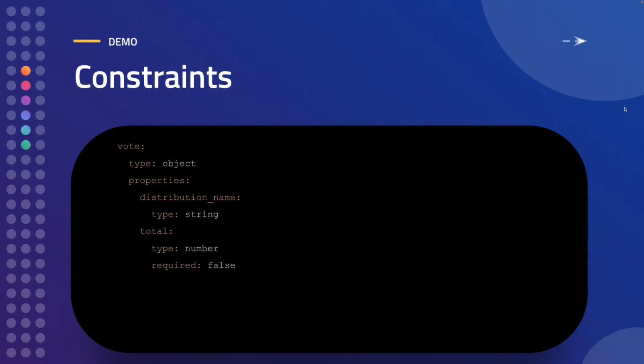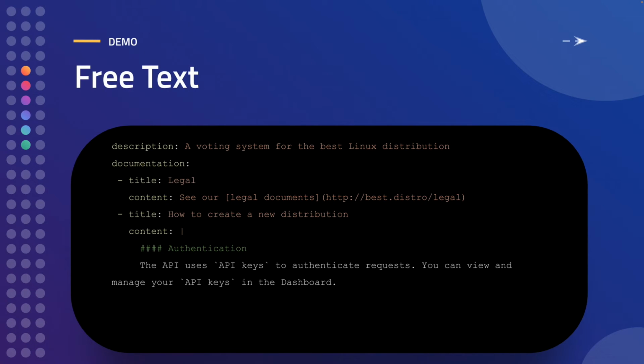Let's review the capabilities that we saw in the demo. All we did is defining some constraints. For example, distribution name is a string. We can also define a required field. In addition to the structured data, which is generated automatically, RAML allows us to describe anything we want in our own words. It accepts Markdown. As you can see in this example, in the documentation, it supports Markdown to add titles, links, code blocks, and more.